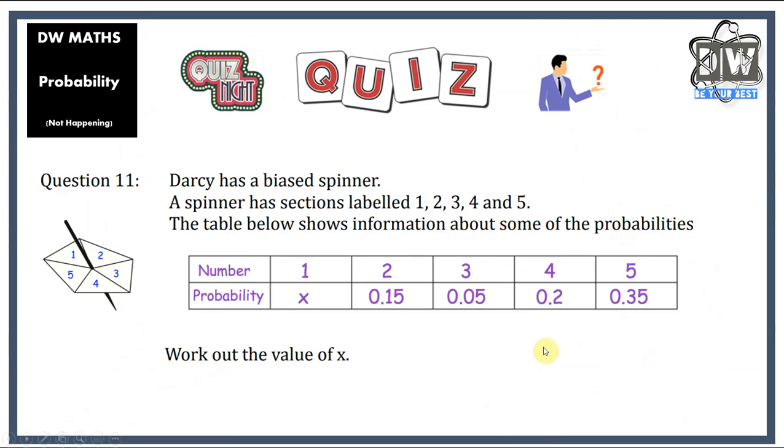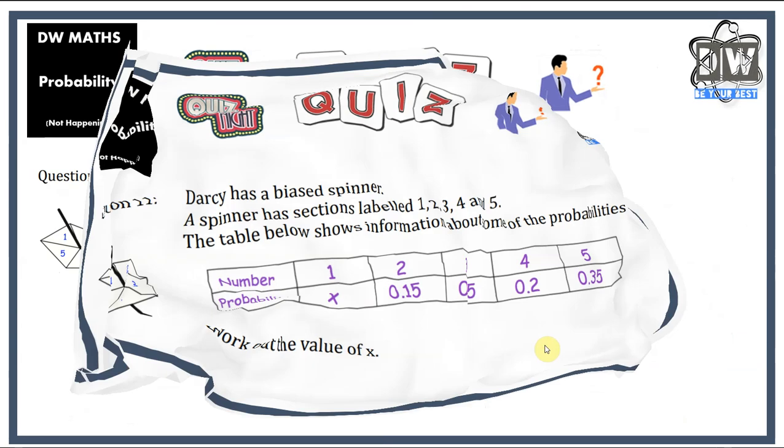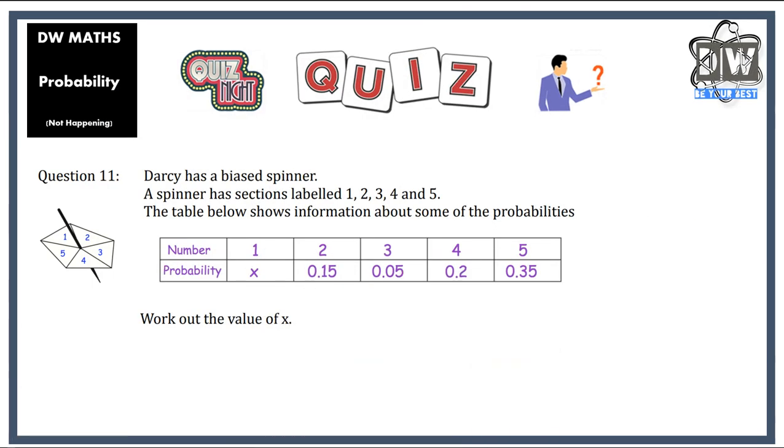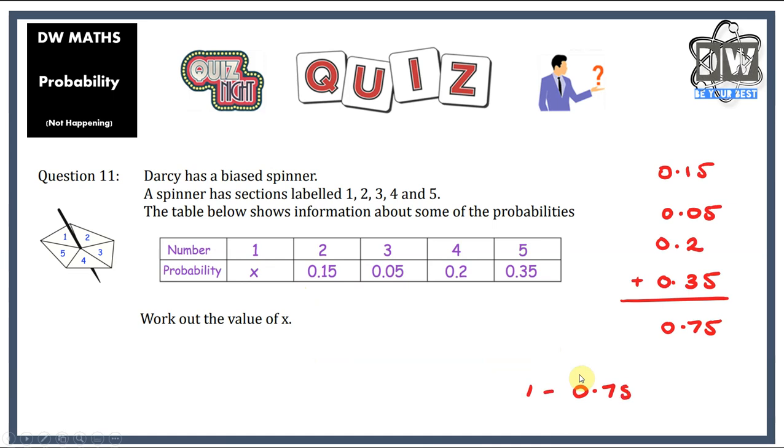Here we go. This is the biggest moment of the day. Hopefully you have worked out the value of x by adding all those decimals together and taking them away from 1. We ended up with 75% of the time the spinner would land on either a 2, 3, 4 or 5. You took that away from 100% or 1 and you ended up with 0.25. So well done if you've got that correct.